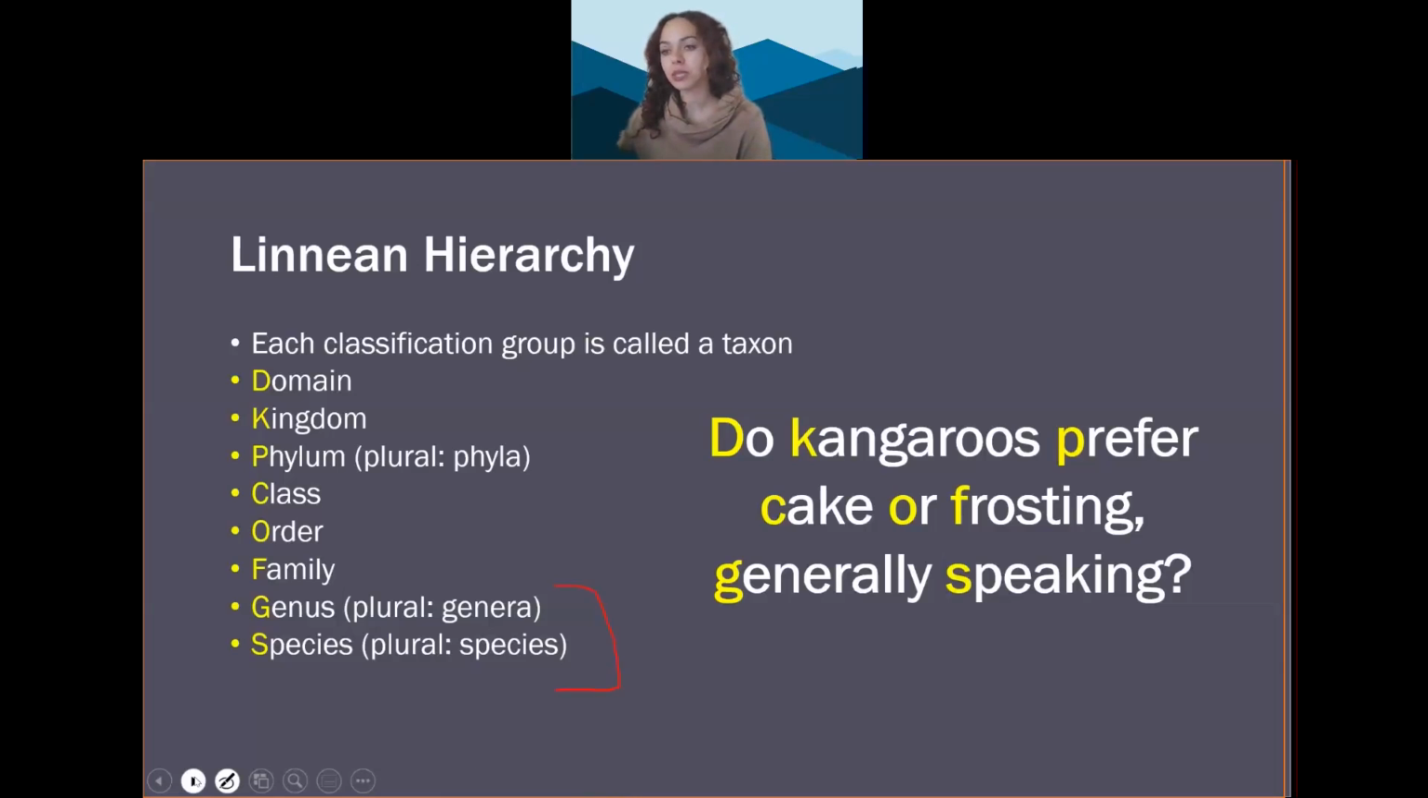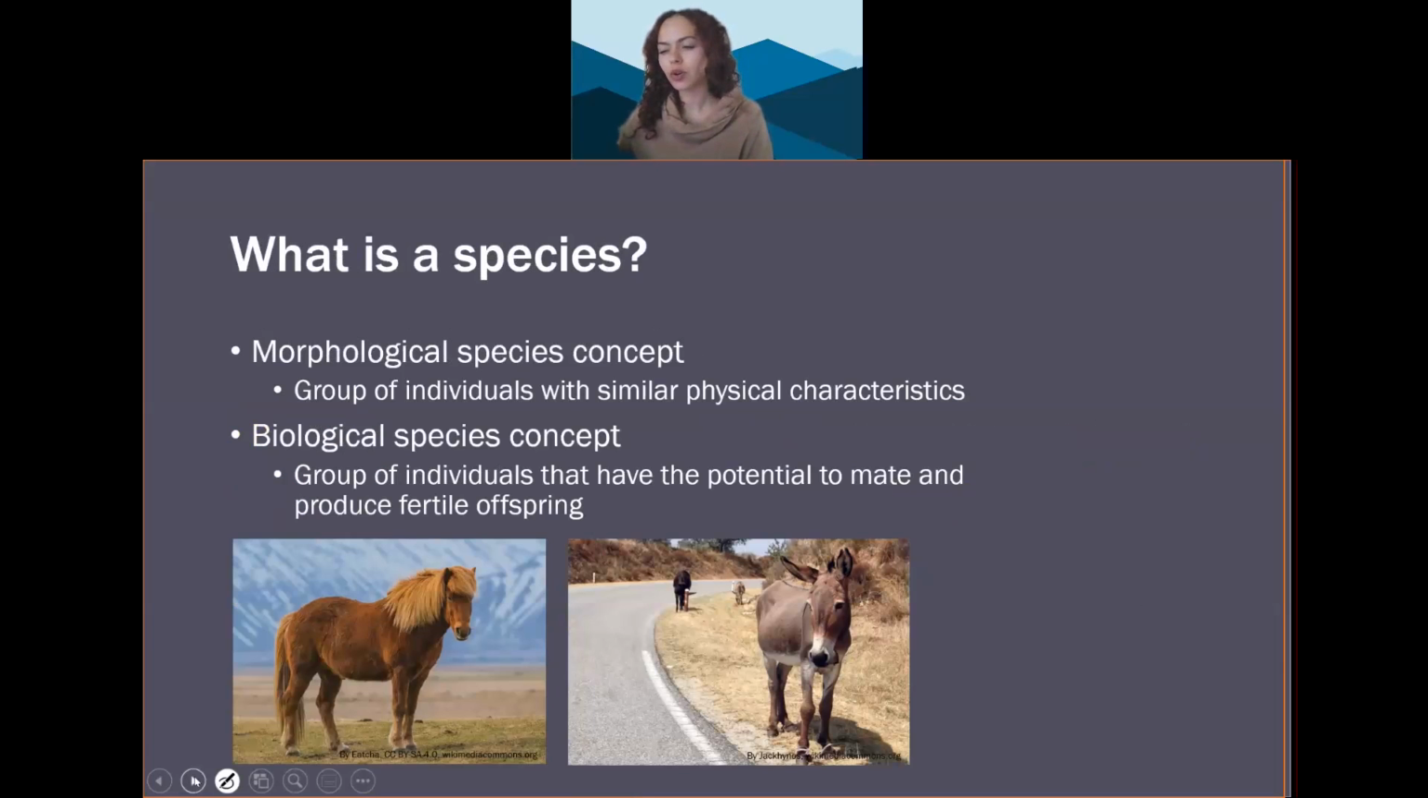What even is a species? It's actually a more difficult question than you think. And to frustrate you further, I'm going to give you two definitions for it, even though there are many. So the morphological species concept is the idea that a species is made up of a group of individuals that have similar physical characteristics. So I'm just going to underline that, physical characteristics.